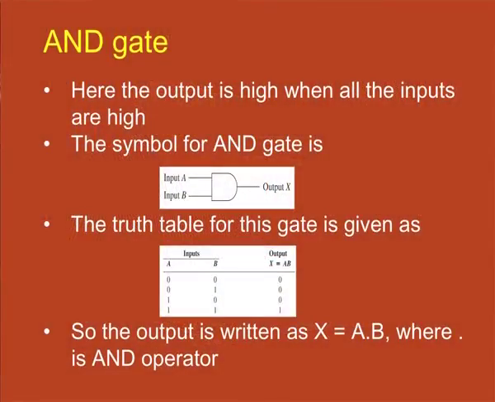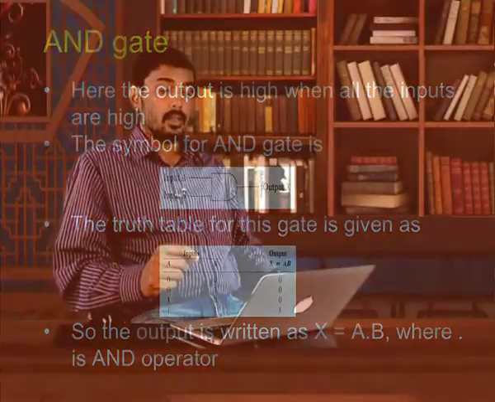The next basic gate that we want to discuss is AND gate. Now, in AND gate, the output is high when all the inputs are high. Now, in this slide we have shown the symbol of AND gate, which has 2 inputs and 1 output. Now, it is not necessarily important to have only 2 inputs for the AND gate. You can have more than 2 inputs for the AND gate, but the output is always 1.